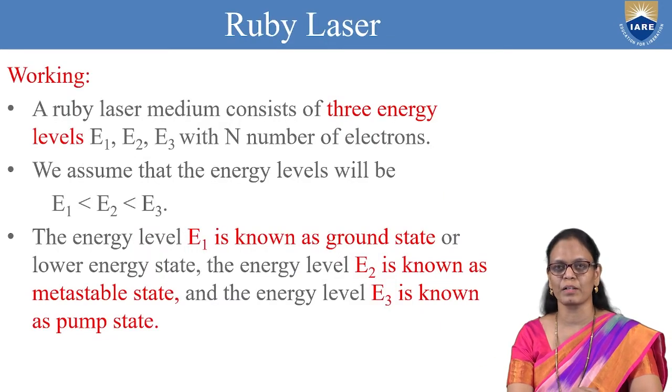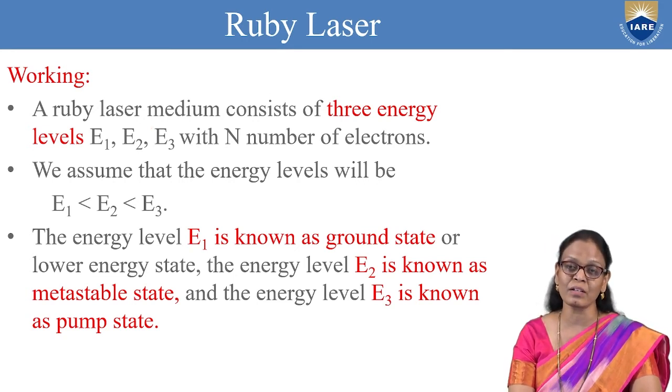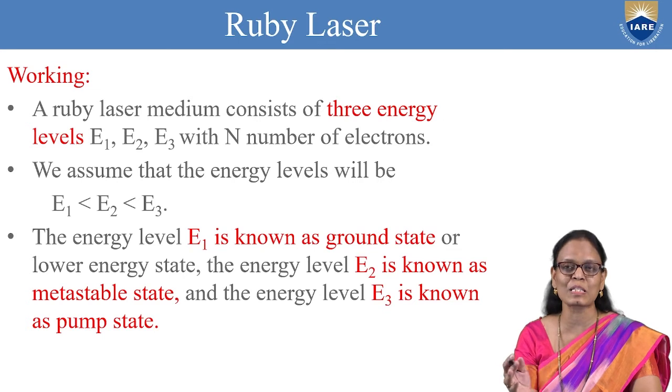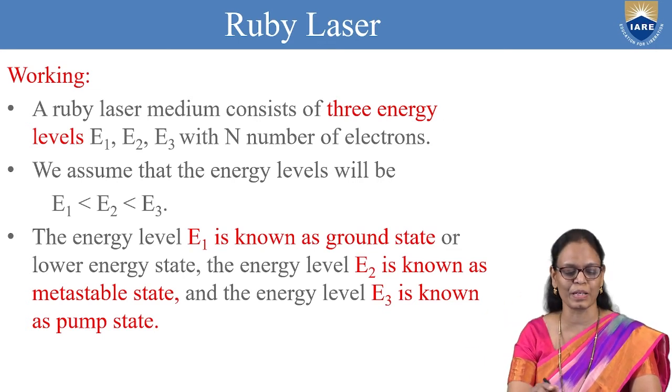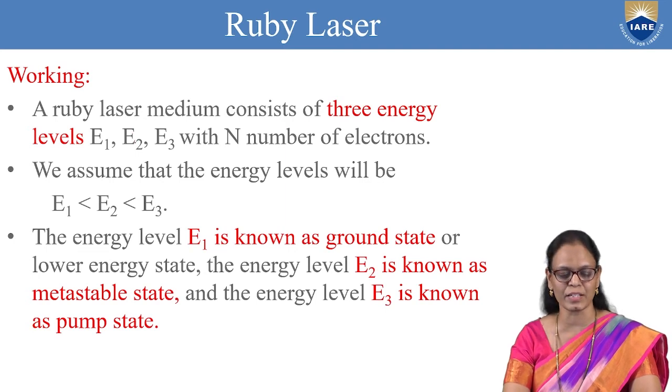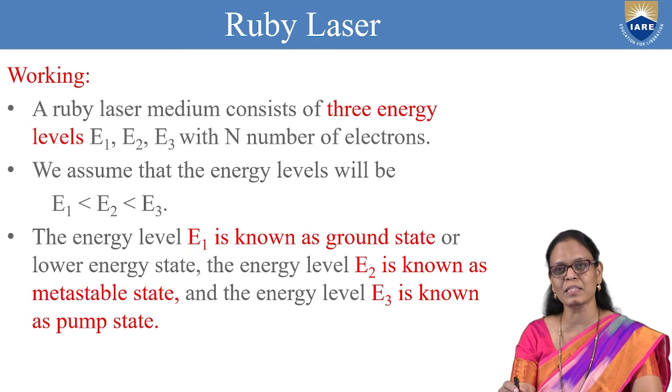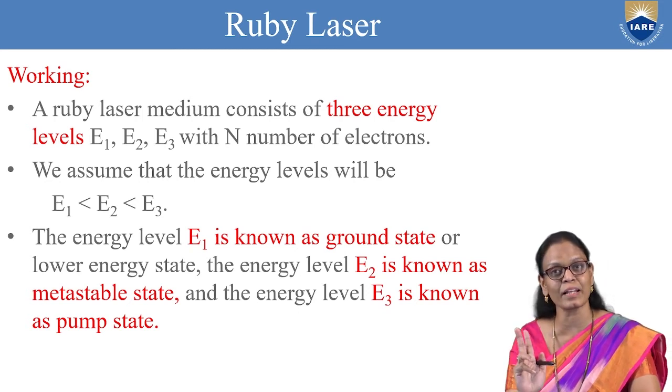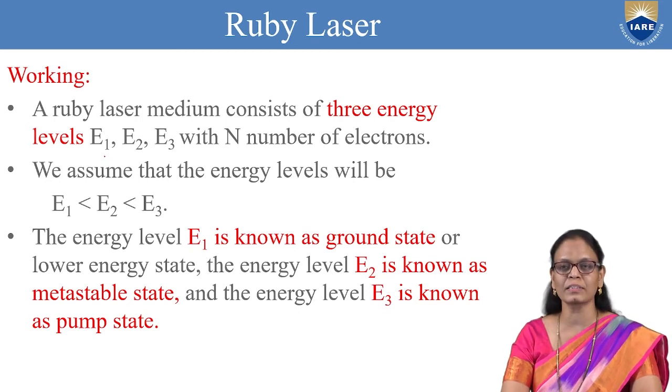Then coming to the working. We will see in general with respect to E1, E2 and E3, and then we will also discuss specifically what the levels are for ruby. A ruby laser medium consists of 3 energy levels, E1, E2 and E3, because we have seen it is a pulsed laser system and a 3 level laser. So what are the 3 levels here? E1, E2, E3, with n number of electrons.